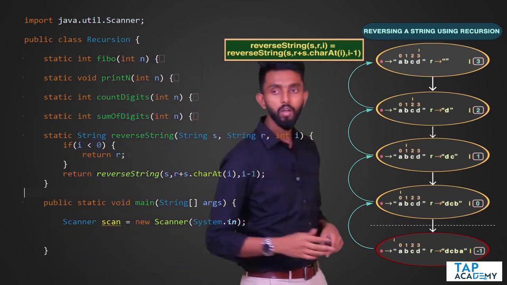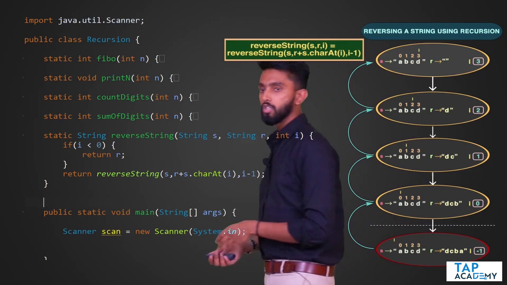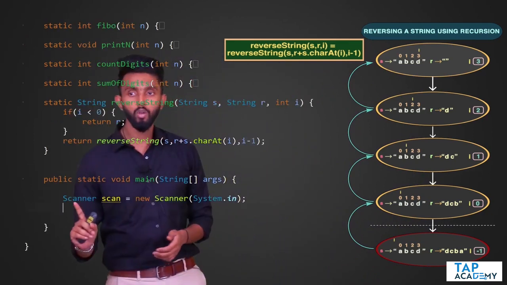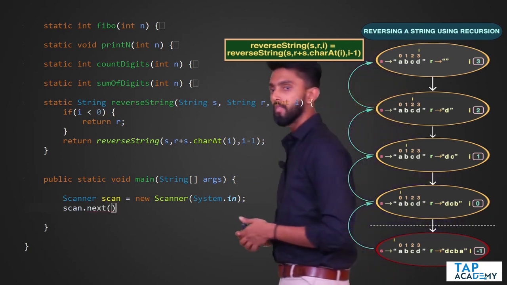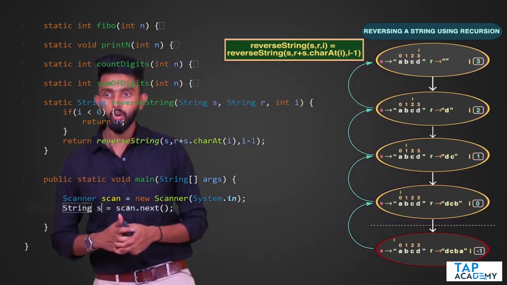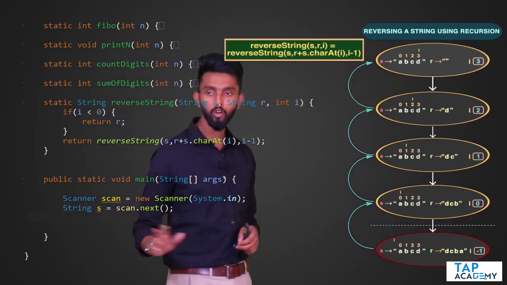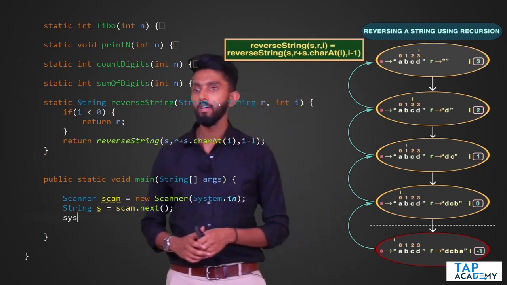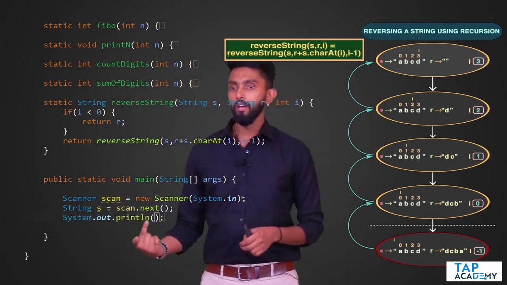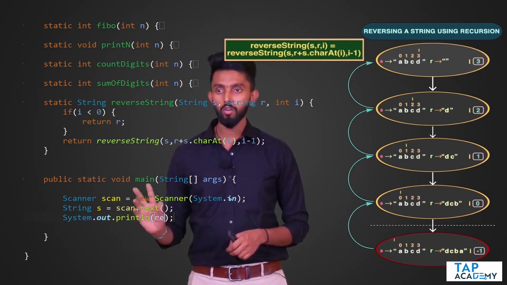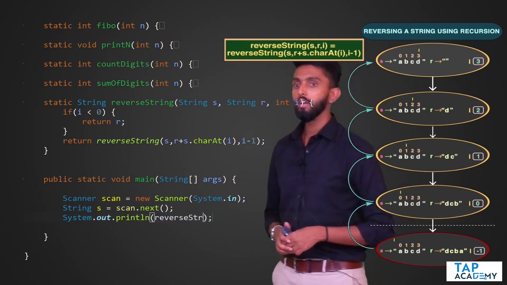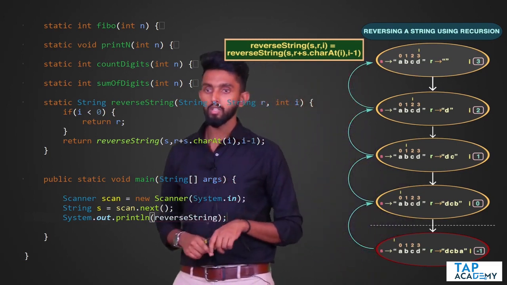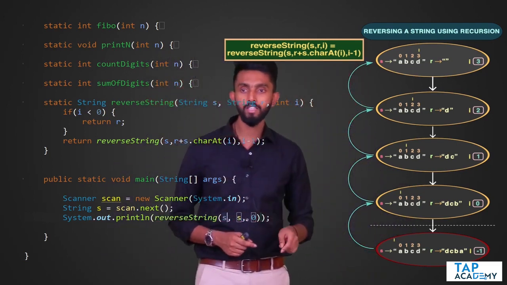Now let's go down. And here I will just take a string. So I will just write scan.next. And that I will store in a variable called S. Now see how I will call System.out.println. And here I will call reverseString. When I call reverseString, don't just type it. Inside this, what I'm going to do is, I will pass S.